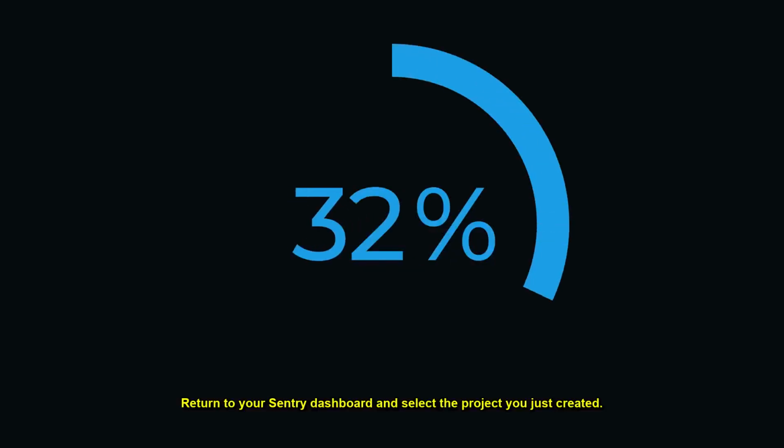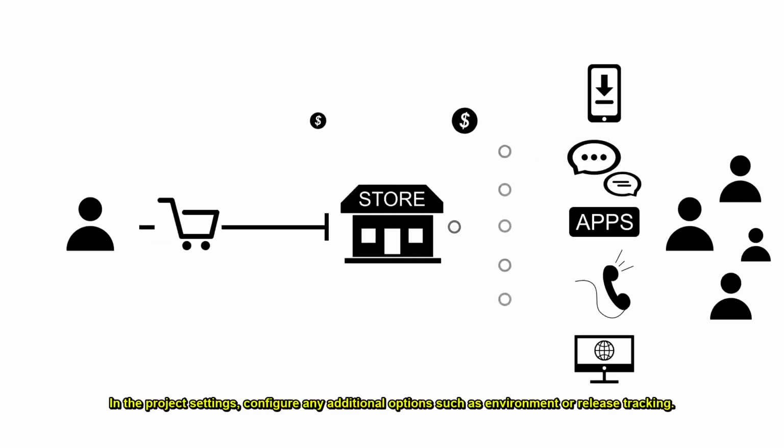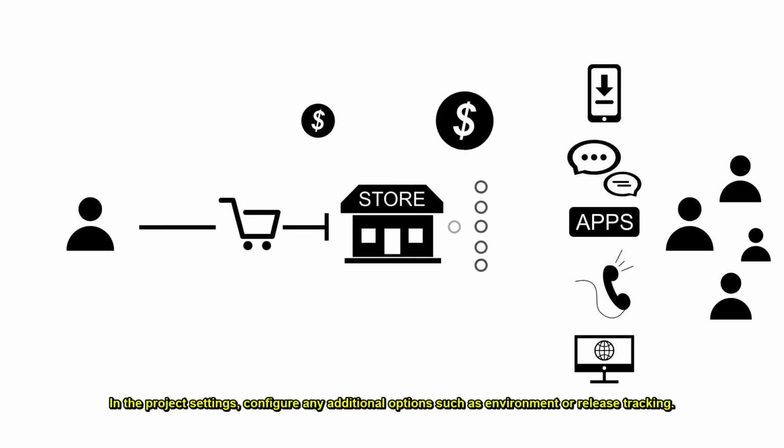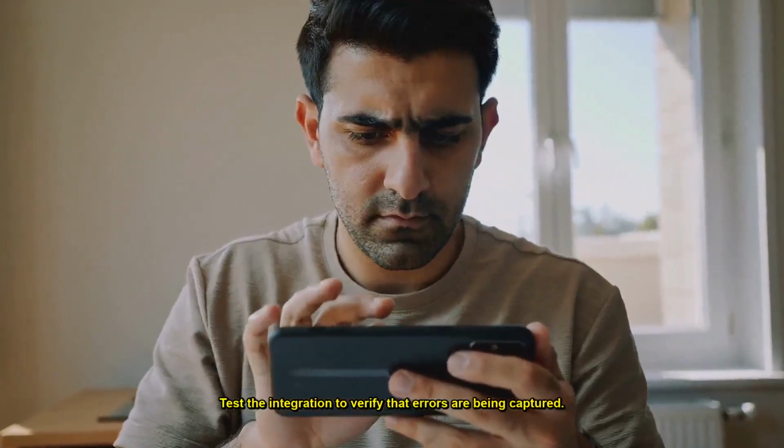Return to your Sentry dashboard and select the project you just created. In the project settings, configure any additional options such as environment or release track. Test the integration to verify that errors are being captured.